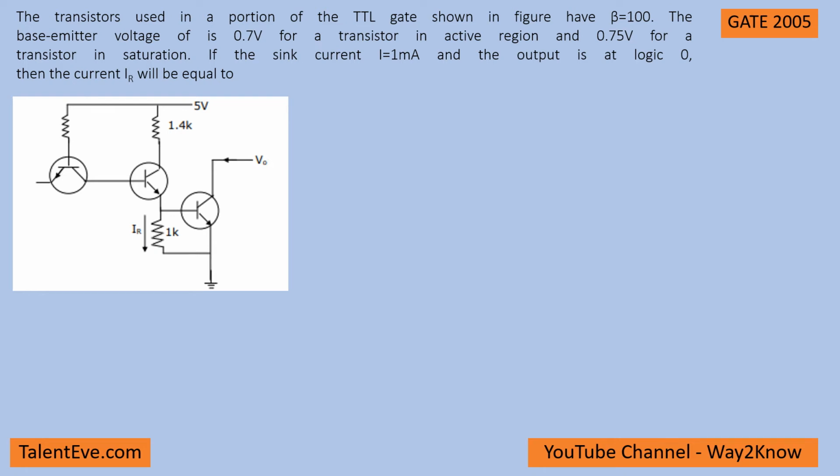Hello all, let us see how to solve this particular problem. So basically a TTL based circuit has been provided where the gain of each NPN transistor is given as 100, and what is given is basically the base emitter voltage in active region, that means VBE.